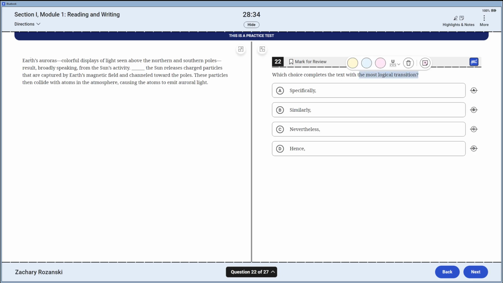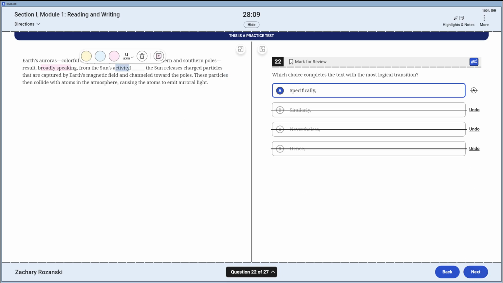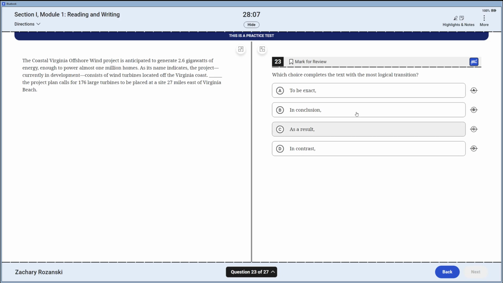Most logical transition. Earth's auroras, which are these things, result, broadly speaking, from the sun's activity. The sun's released. This seems to be an example of the sun's activity, or the instance of, not an example, what it does. Therefore, it's going to be specifically. Because it was broad, then it's going to be specific. It's not similarly because it is the thing. I misspoke when I said it's an example of. It is the thing. There's no contrast. And it's not cause and effect because it is the specific activity.